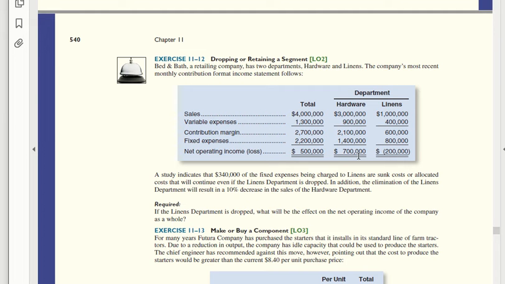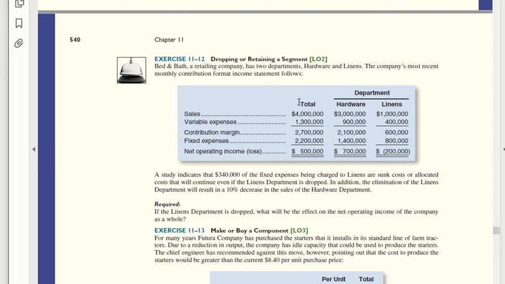A study indicates that $340,000 of fixed expenses being charged to linen are sunk or allocated costs that will continue even if the linen department is dropped. In addition, the elimination of the linen department will result in a 10% decrease in the sales of the hardware department. So not only is dropping it affecting the whole segment of linens, it's also affecting hardware.